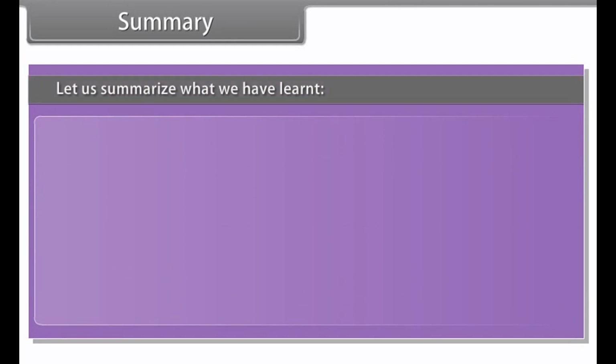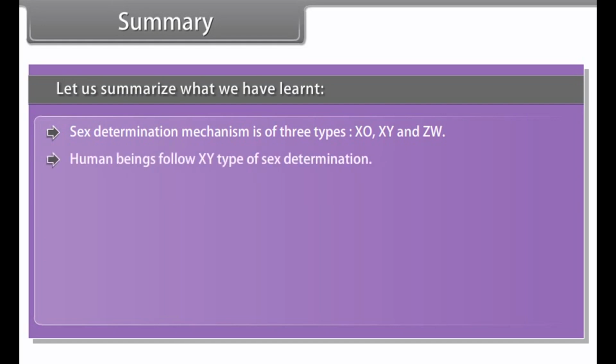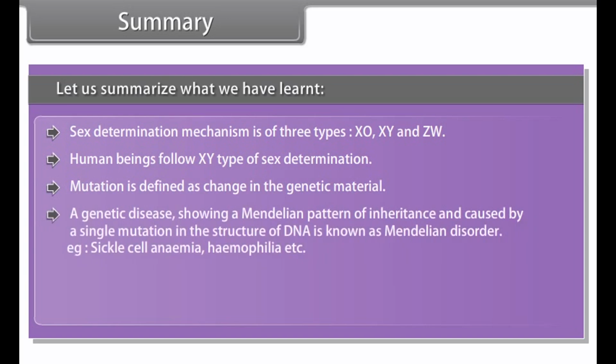Summary. Let us summarize what we have learnt. Sex determination mechanism is of three types: XO, XY and ZW. Human beings follow XY type of sex determination. Mutation is defined as change in the genetic material. A genetic disease showing a Mendelian pattern of inheritance and caused by a single mutation in the structure of DNA is known as Mendelian disorder. Example: sickle cell anemia, hemophilia, etc.